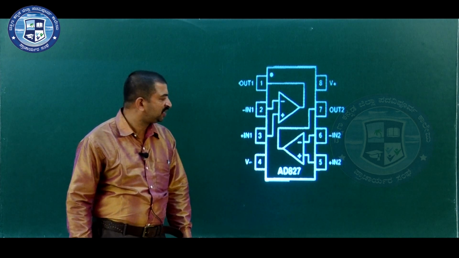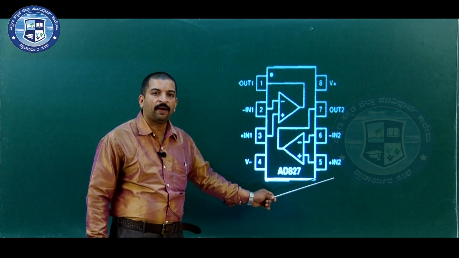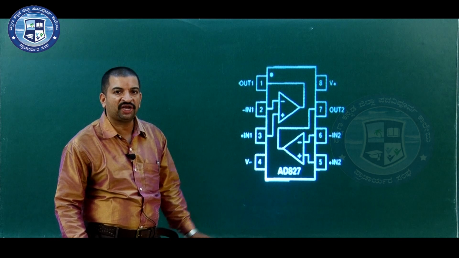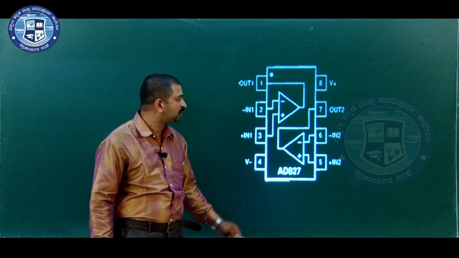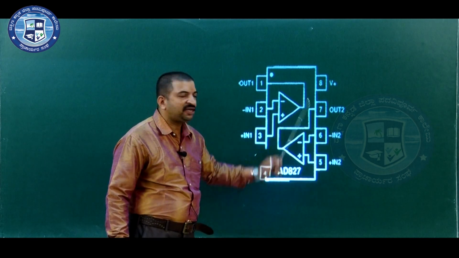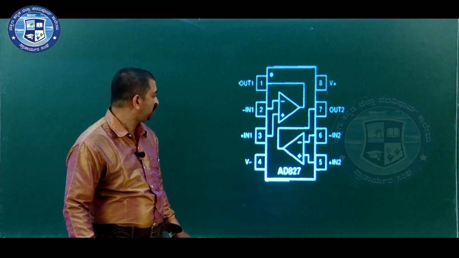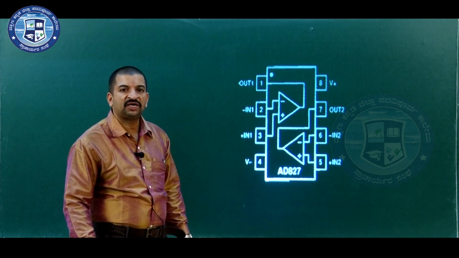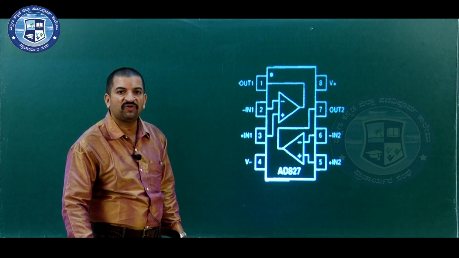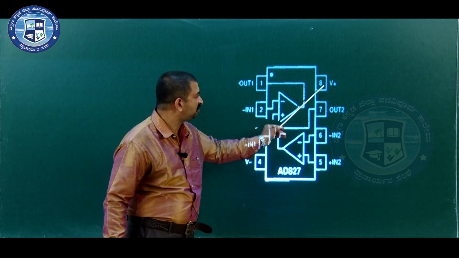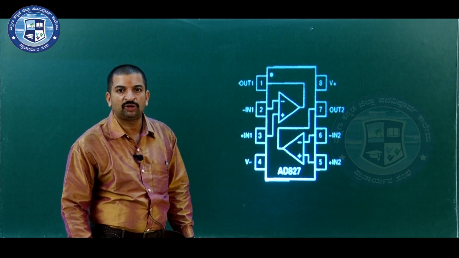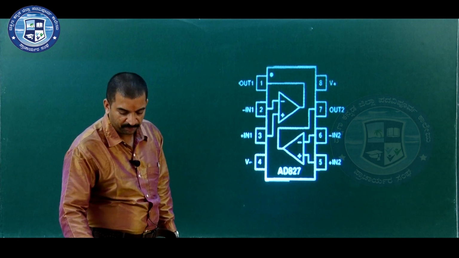The next op amp, that is the second op amp. For the second op amp, pin number 5 is the non-inverting input, pin number 6 is the inverting input. Pin number 7 is the output of the second op amp. Now, pin number 8 is connected to battery positive, that is plus VCC, and pin number 4 is connected to minus VEE. So, pin number 8 and pin number 4 are reserved for the power supply connections, that is plus VCC and minus VEE. So, this is the pin configuration of IC AD827, which is the dual op amp.